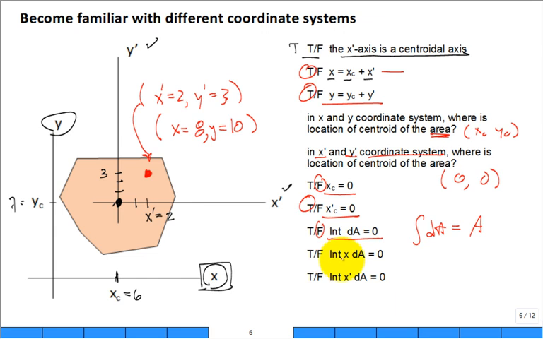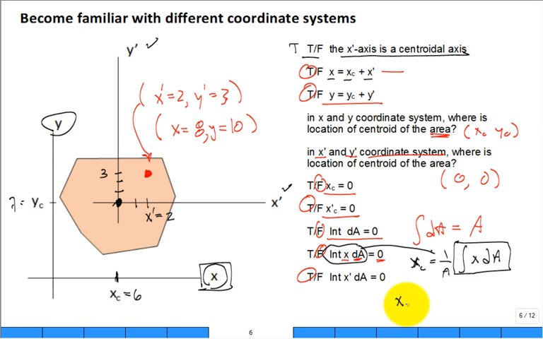Okay. How about the integral of x dA? Is that equal to 0? No, that's false. How about the integral of x prime dA? It's true, and we really need to get to that statement because we're going to use it in the derivation of the parallel axis theorem. This is definitely true. Think of it this way. If I wanted to calculate x of c, what was my general equation? Wasn't it 1 over the area, the integral of x tilde dA, the location x dA? So this integral is needed to calculate the location xc of the centroid of the area.